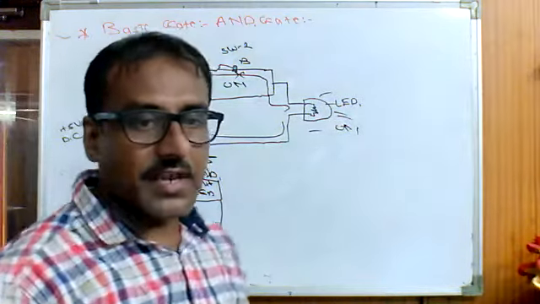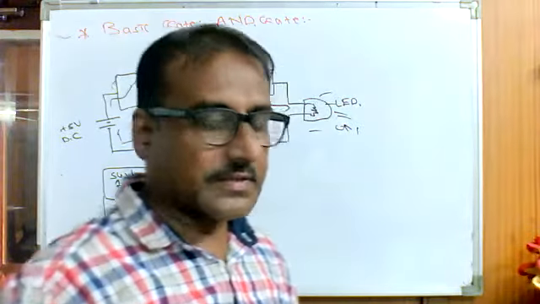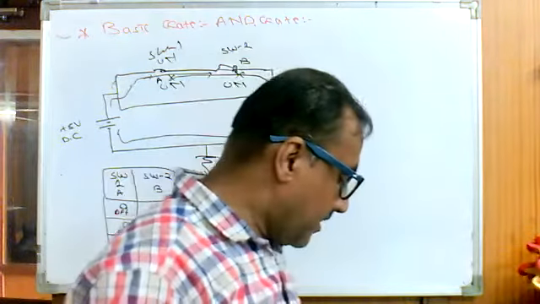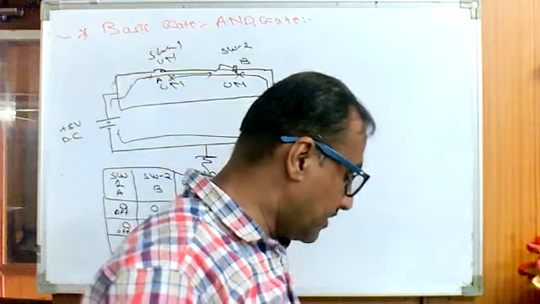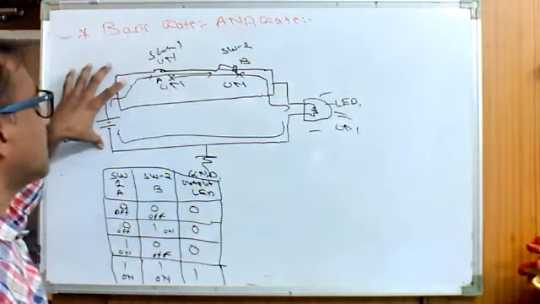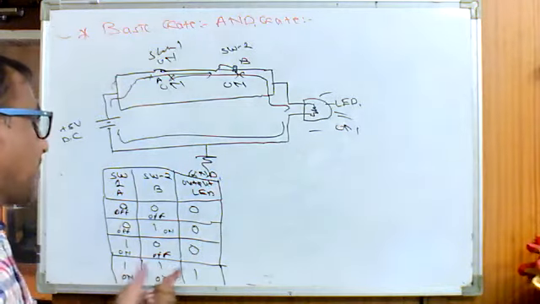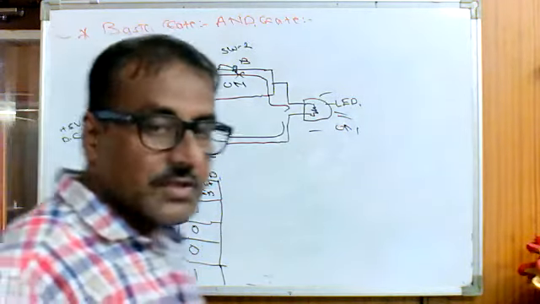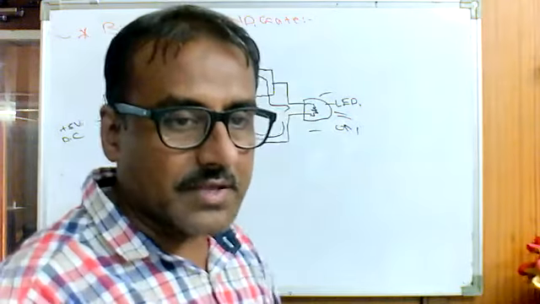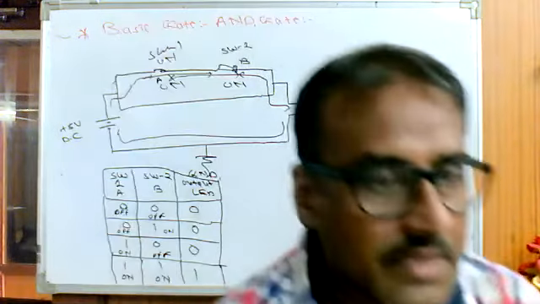So today's lecture is the OR gate and the AND gate. The OR gate has two or more inputs. The AND gate has two or more input signals, but only one output signal. All inputs must be high to get a high output. So the next lecture is on the universal gates. So thank you.